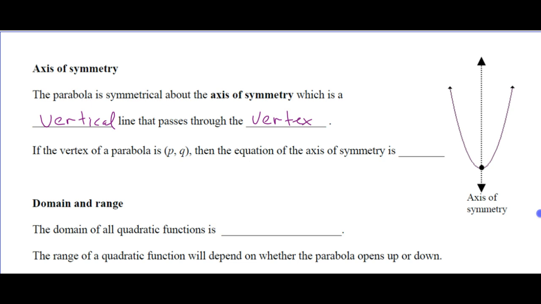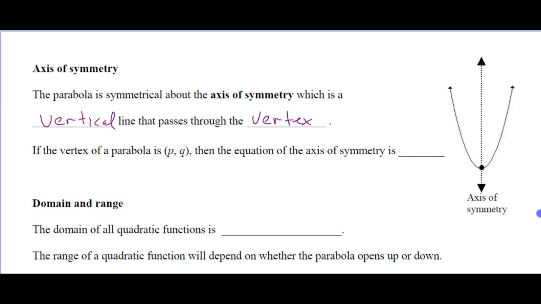So if you've drawn the parabola on paper, it just means you could draw a vertical line through the vertex, fold it in half, hold it up to the light, and all you're going to see is one line, right? Or you could put a mirror here, and if you look in the mirror, you'll see the reflected image of what's on the other side. Okay? So that's the axis of symmetry.